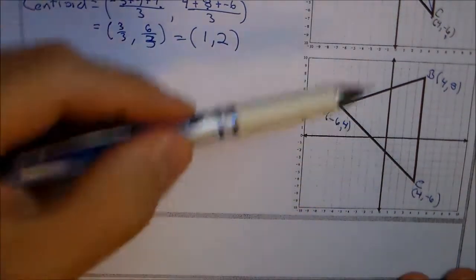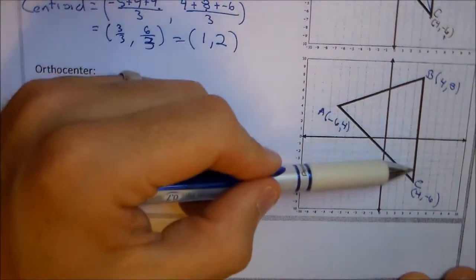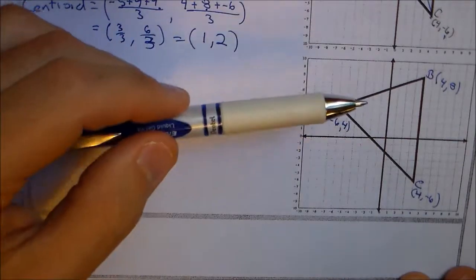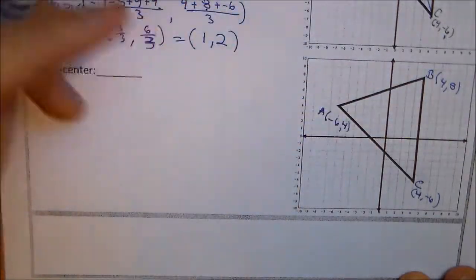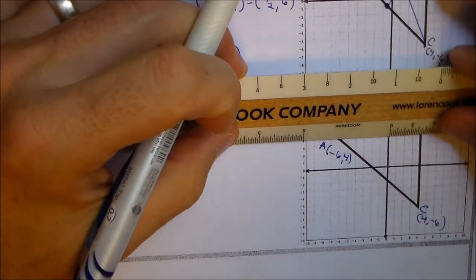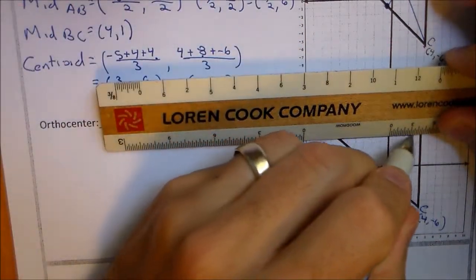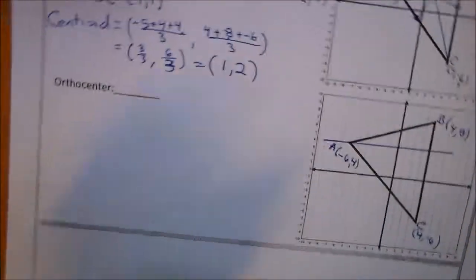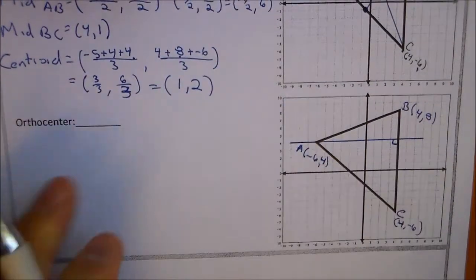So let's start with the easiest one. From B to C, B to C is a vertical line, so its altitude is going to be a perpendicular line to BC that goes through A. So that's actually going to be the horizontal line right here. So there's our first altitude, and we have our right angle.